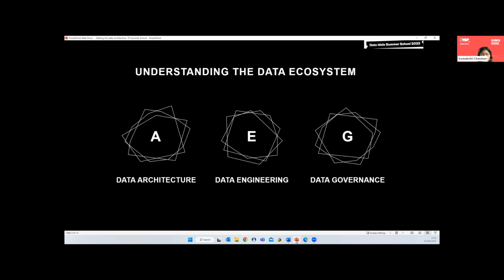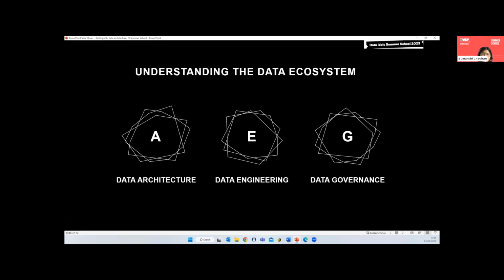Now, what happens is data architecture, data engineering, and data governance are distinct yet interconnected disciplines of data management within the data management domain. Each of them has its own significance, and each of them plays a crucial role in ensuring effective data utilization and governance within an organization. But we often get confused between these three terms, and we tend to use them interchangeably at times, which is slightly wrong, and we'll understand why.